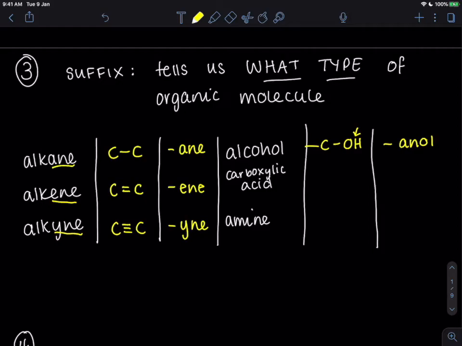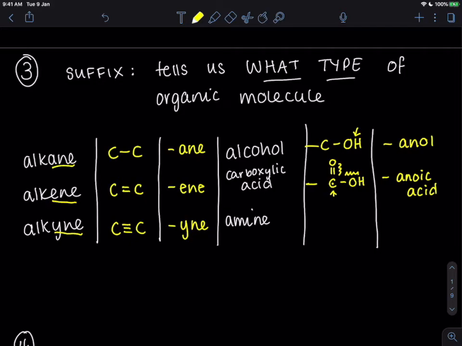A carboxylic acid is pretty tricky, don't be too scared, but it has a double bond oxygen and an OH group coming off the same carbon. It looks kind of like a crocodile. Give it some teeth. There we go, yeah. And that's -anoic acid. So methanoic acid, ethanoic acid, which is vinegar, propanoic acid, butanoic acid, that kind of thing.